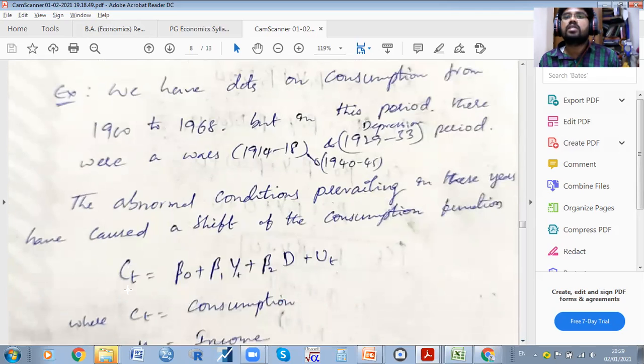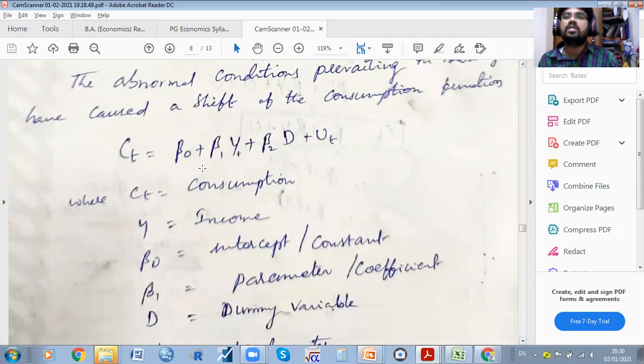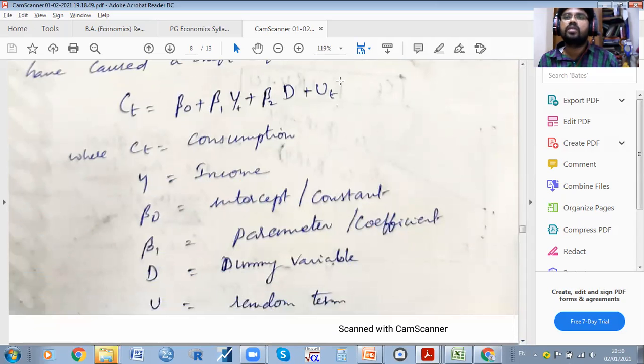See, Ct is equal to beta 0 plus beta 1 Yt plus beta 2 D plus u. Here C is nothing but consumption at time t, beta 0 is the constant value, beta 1 Yt is the slope of the income, and beta 2 D is the dummy, that is normal period and depression period. We can say war period or depression period, we can give the codes. D is for dummy, and u is the random term, that is the error term.